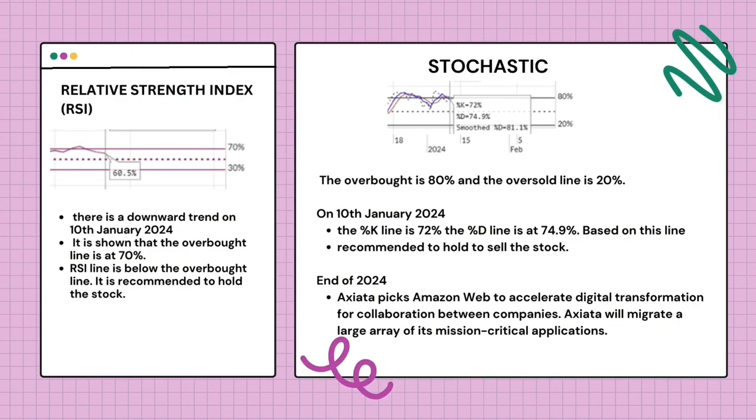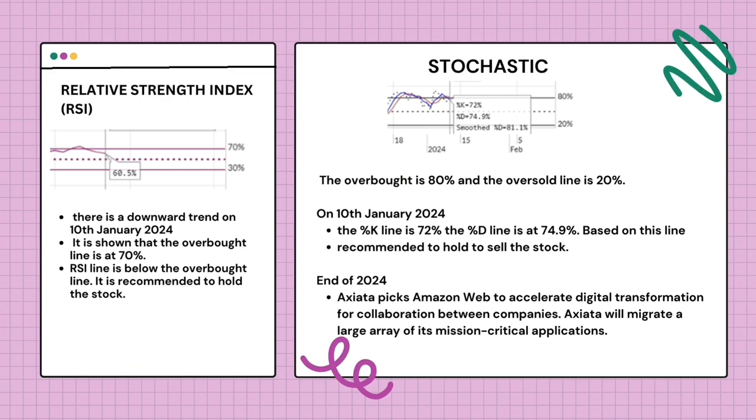The next one is Relative Strength Index, which is the RSI. So, based on this chart above, we can see that there is a downward trend on 10th of January 2024 by using the RSI indicator. It is shown that the overbought line is at 70%. On January 10th, 2024, the line is declining at 60.5% and is heading towards the middle line. Since the RSI line is below the overbought line, it is recommended to hold the stock.